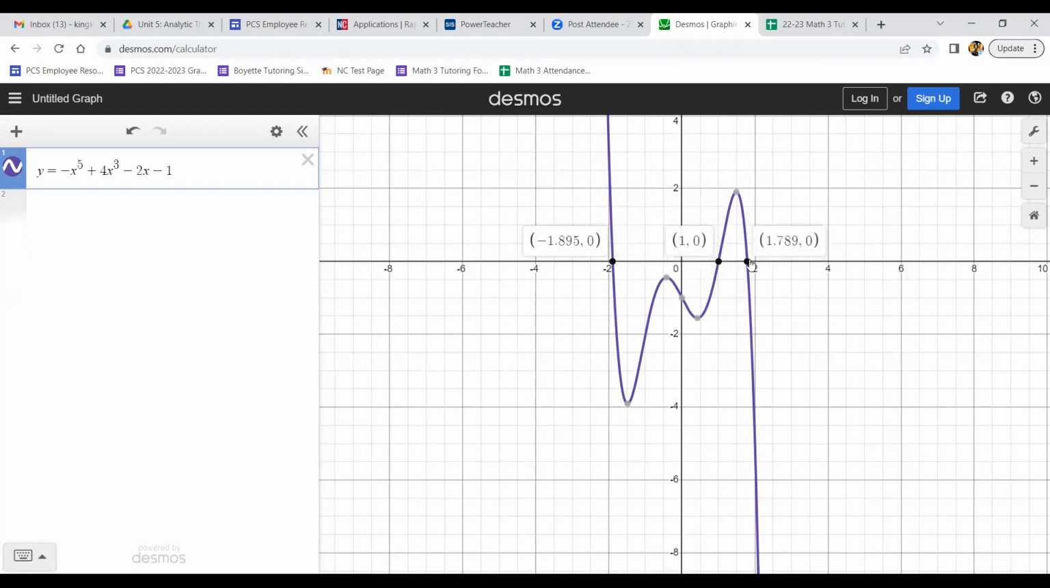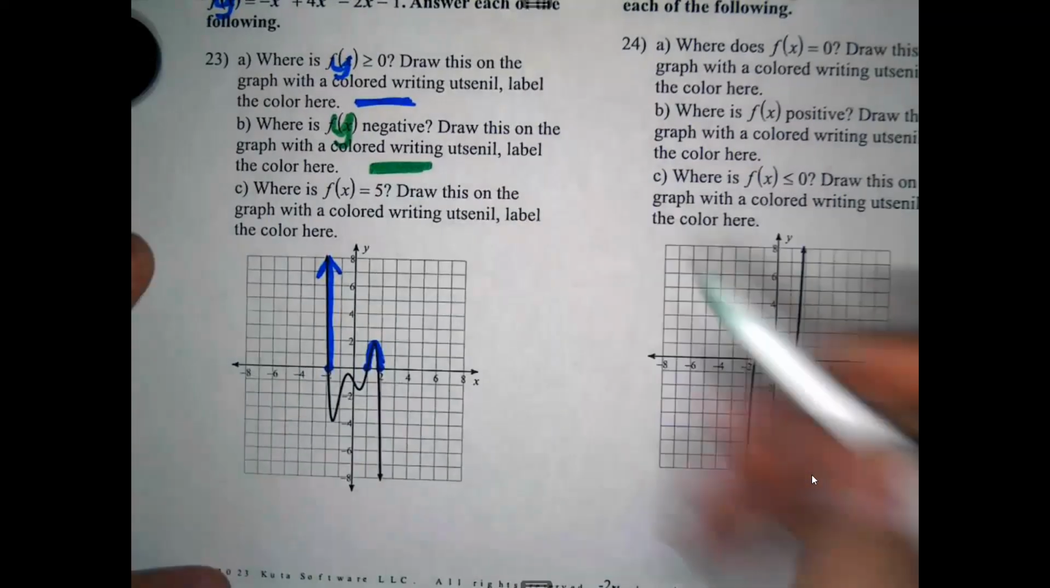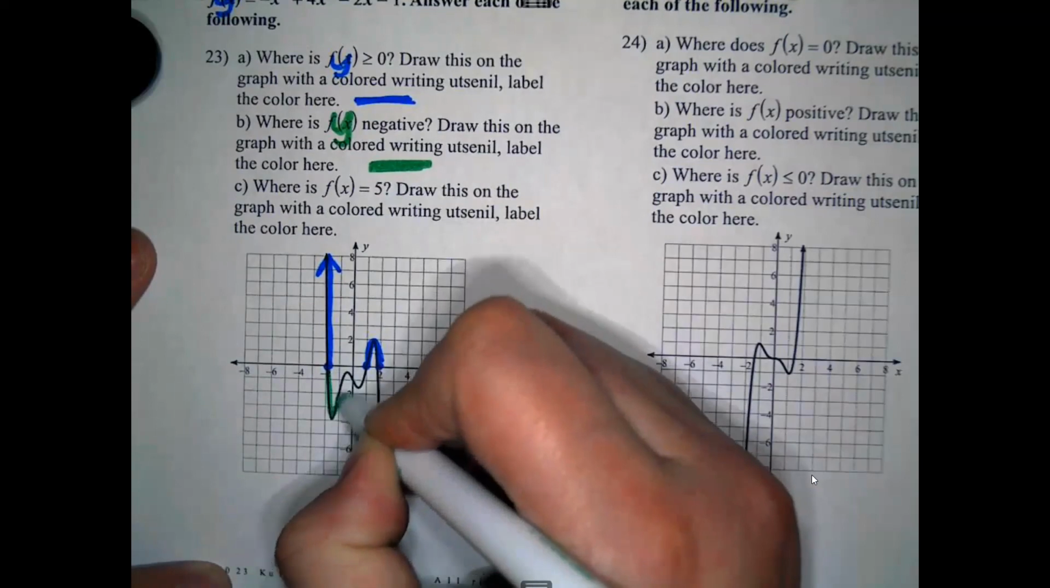I know that 0 is not considered to be negative. So where do the negative y values happen? Below the x-axis. So if I click down here, all these y values are negative. I can see that negative for all of these. There's the negative y values. Okay, so I'm going to go back to my paper. And I'm going to say, okay, for this one, I'm doing green. And this is where my negative y values are.